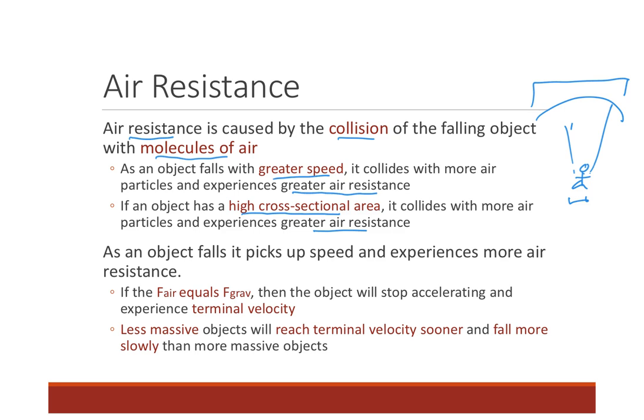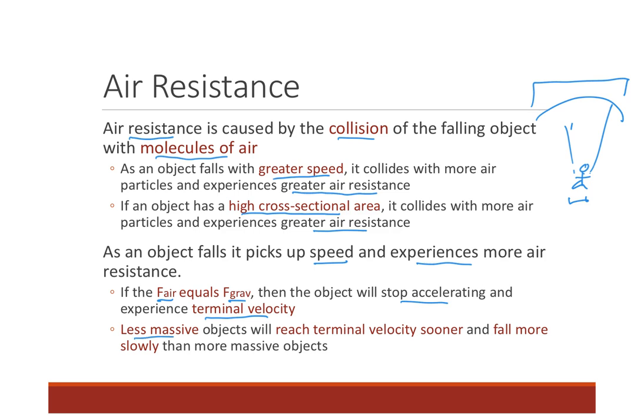As an object falls, then it's going to pick up speed because of the acceleration of gravity, and also experience more air resistance because it's running into more air particles. If the force that comes from the air resistance equals the force that is coming from gravity, then the object will stop accelerating. And this is what is known as terminal velocity. It is still moving, it still has velocity, but the acceleration has gone away.